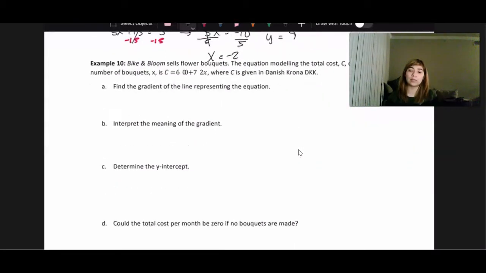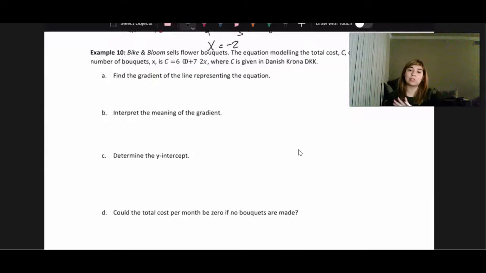So going on to example 10. Bike and Bloom sells flower bouquets. The equation modeling the total cost of making the number of bouquets is C equals 600 plus 72x, where C is given in Danish krona, DKK. So similar to USD, it's just the abbreviation of the currency. Find the gradient of the line representing this equation. Well, for the gradient of the line, we know this one is in gradient-intercept form.